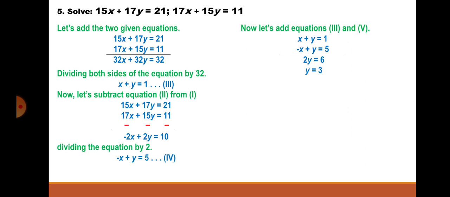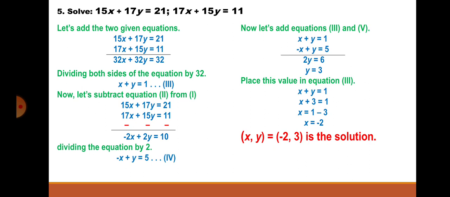Once you get the value of y, you know what to do. You have to substitute the value of y in any of the equations and find x. So place the value of y in equation number 3. Your equation number 3 is x plus y equal to 1. So x plus 3 equal to 1. 3 will go to that side and become minus 3, so x equal to 1 minus 3. Therefore x equal to minus 2. So we have got the values of both variables. Therefore x comma y is equal to minus 2 comma 3 is the solution.